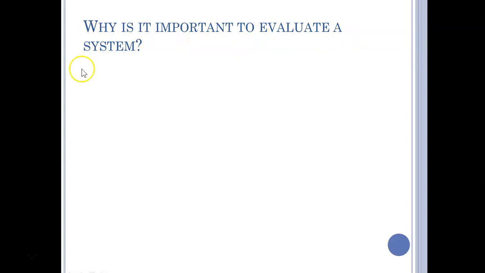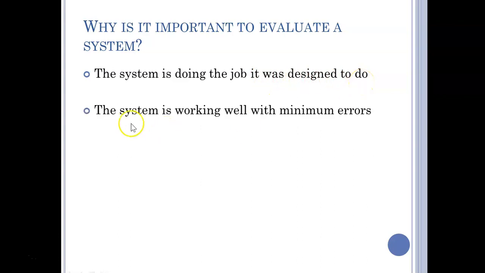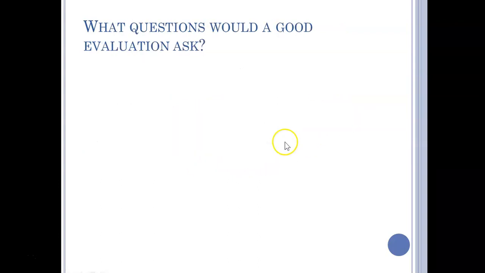Why is it important to evaluate a system? We need to make sure that the system is doing the job it was designed to do. We need to see that the system is working well with minimum errors. And we need to make sure that the staff can use the system properly. So these are three reasons why it is important to evaluate the system that you're introducing into the company or business.